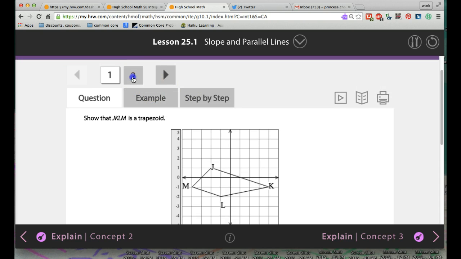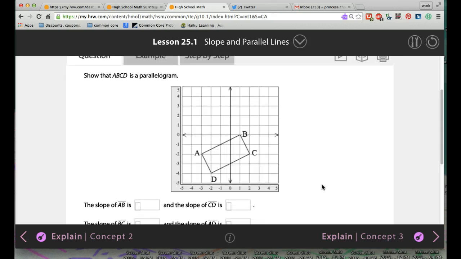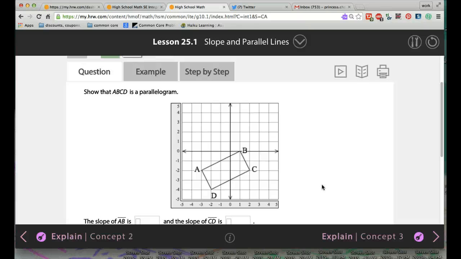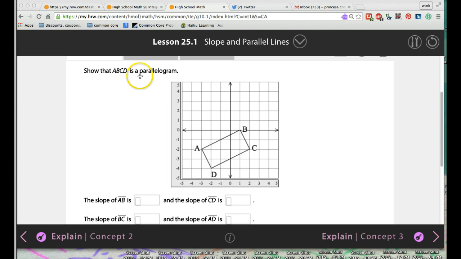And I told you that I want you to work on the second question. Now, here you go. But I don't want to actually do everything for you, because I want you to try and do it when you come back to the classroom. Show that ABCD is a parallelogram. I just want to let you know that in order for something to be a parallelogram, two pairs of opposite sides have to be parallel to each other. So the two blue lines and the two yellow lines have to be parallel to each other, which means the slope has to be the same.